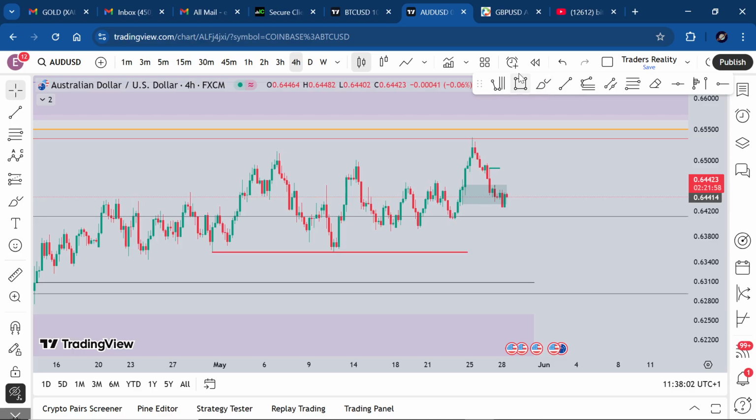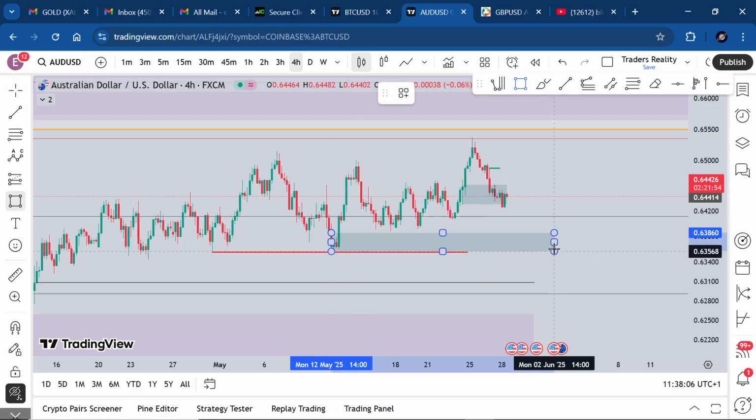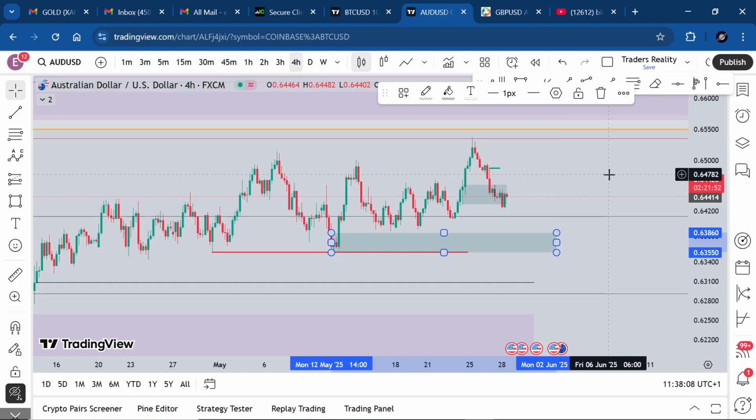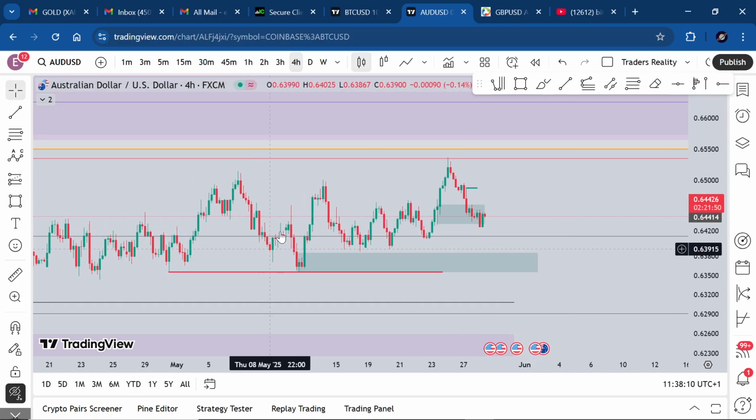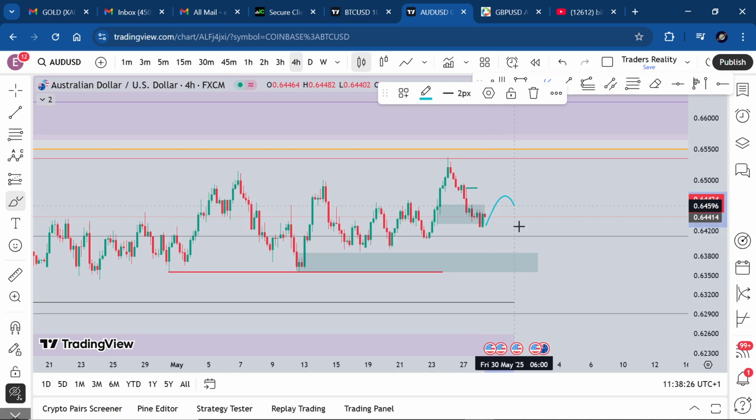There is an unmitigated demand zone over here that left an imbalance. This could be 1, 2, 1, 2 where it's at right now. I'm leaning towards this being an A, looking for a B, looking for a C that will get us into that demand zone. I'm not doing that just because the demand zone's there.